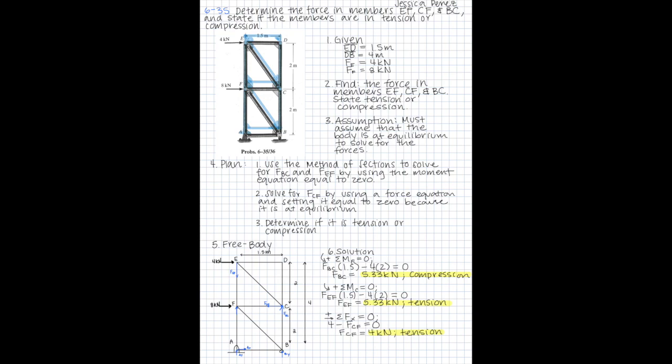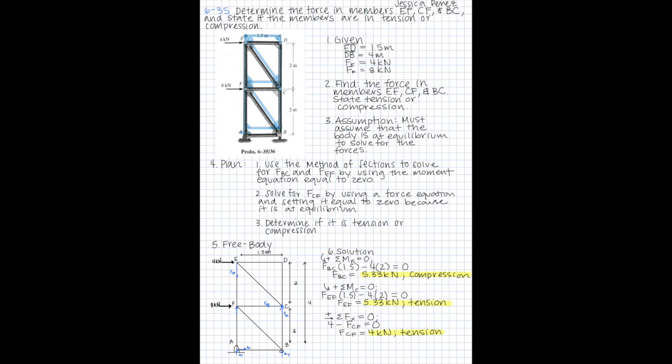Then step 2 would be to determine what we need to find, and we need to find the force in members EF, CF, and BC, and we also have to state if they are in tension or compression. That then brings us to step 3, which is to make an assumption, and one must assume that the body is at equilibrium to solve for the unknown forces.